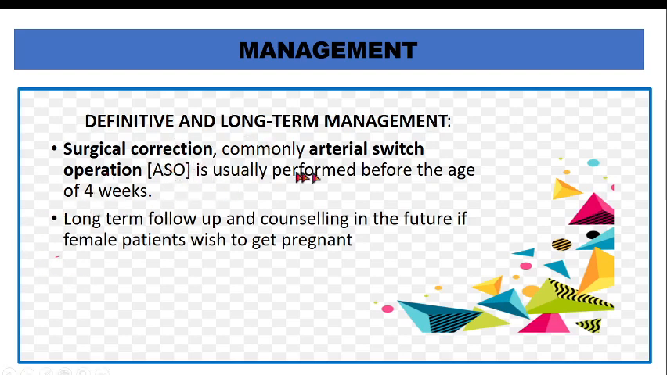So that surgery is called as arterial switch operation, ASO, arterial switch operation. And this is performed before the age of 4 weeks. That is, before the child is of 1 month, this arterial switch operation is done. Okay, so long-term follow-up and counseling in future female patients wish to get pregnant.